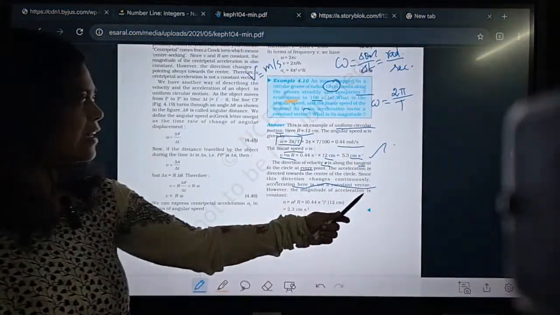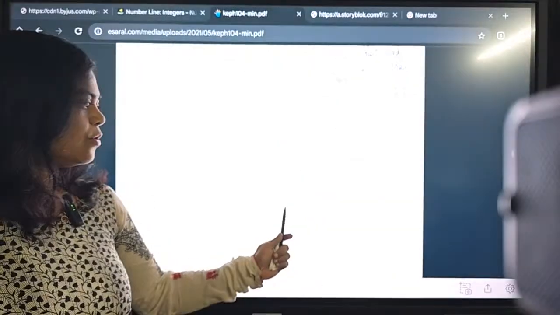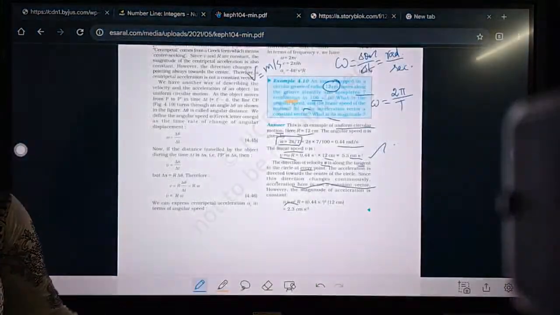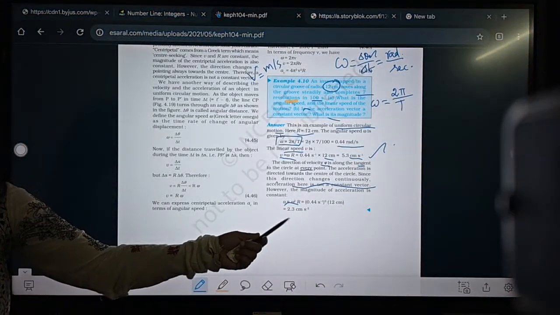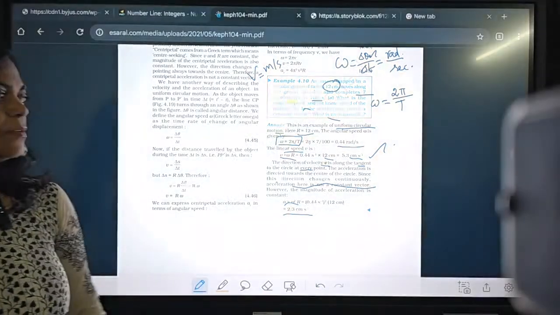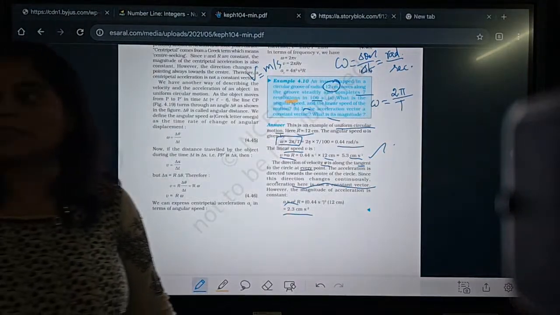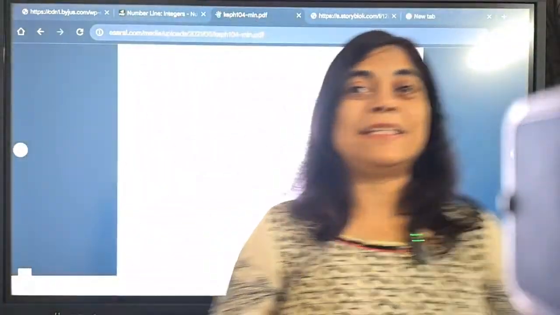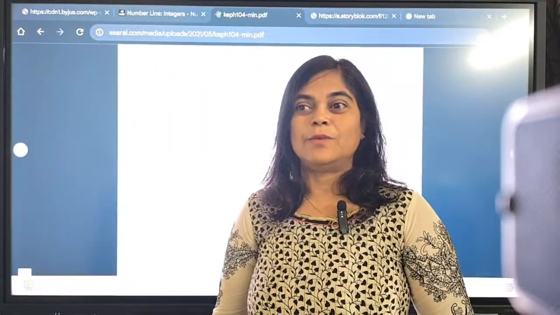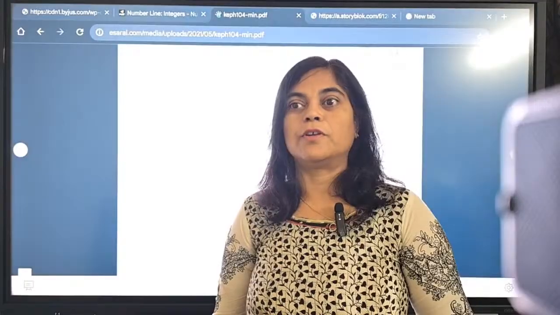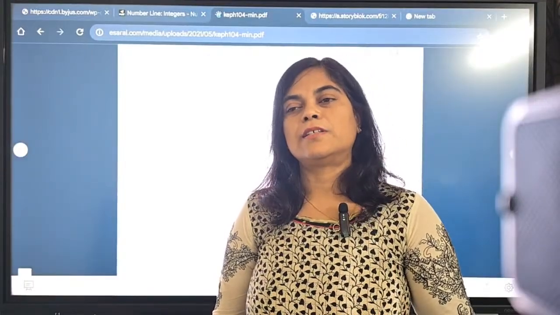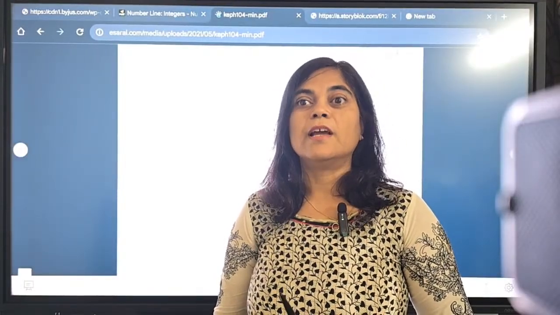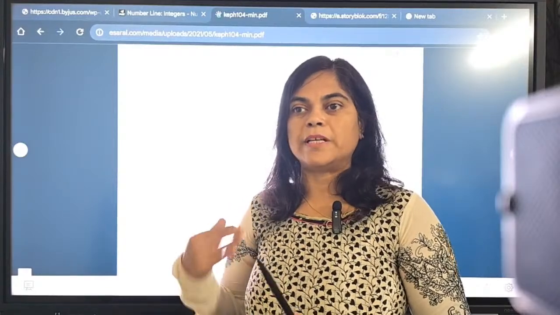Then the magnitude of acceleration is asked. You know the formula, omega square into r. You can apply it and find the numerical value. Is it clear for you? It's an easy problem. It is given in your book. You won't be getting this kind of problem in your board exams or NEET or JEE or whatever it may be. You have to do a lot of problems based on this.